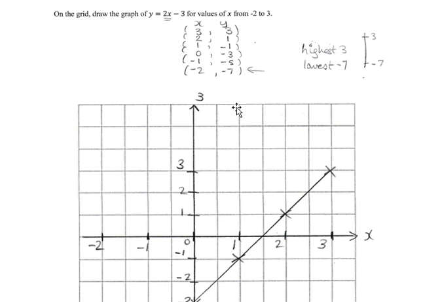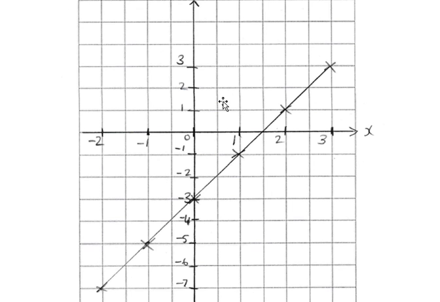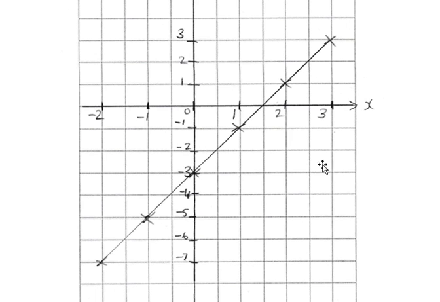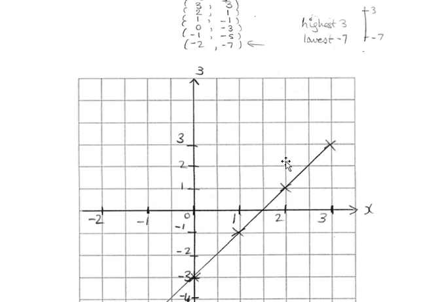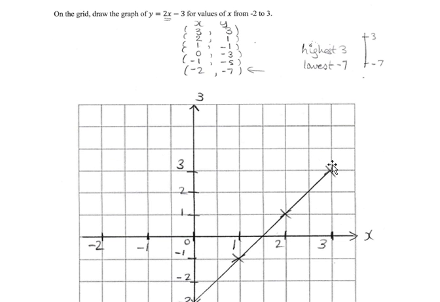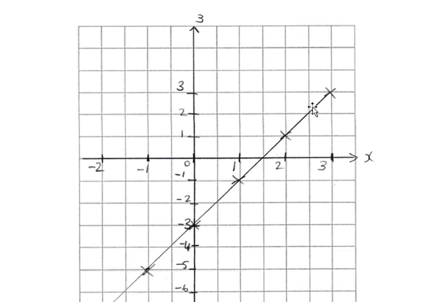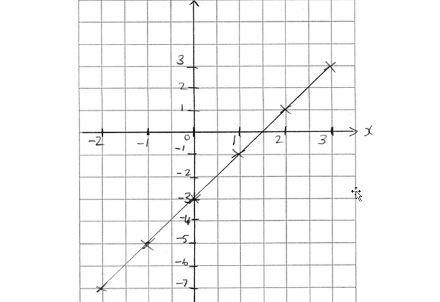Once you've done your table, you draw your axes for your graph. Axes are not given on this question. Your x's need to go from minus 2 to 3, your y's need to go from 3 to minus 7. So something like this would be okay. When you plot the points, x is 3, y is 3, that's there. x is 2, y is 1, that's there, and so on. It should make a nice straight line. You join them up with the ruler. Don't forget to label the axes x and y.